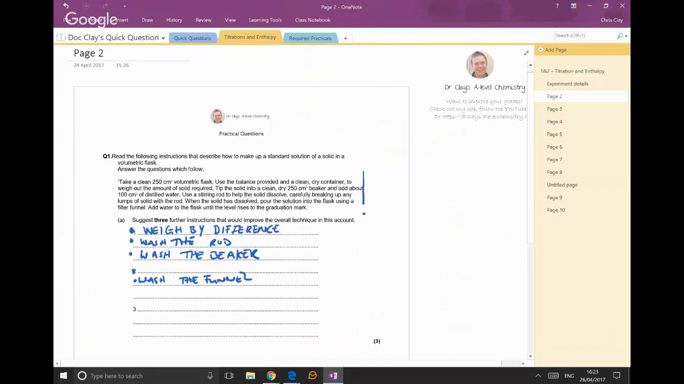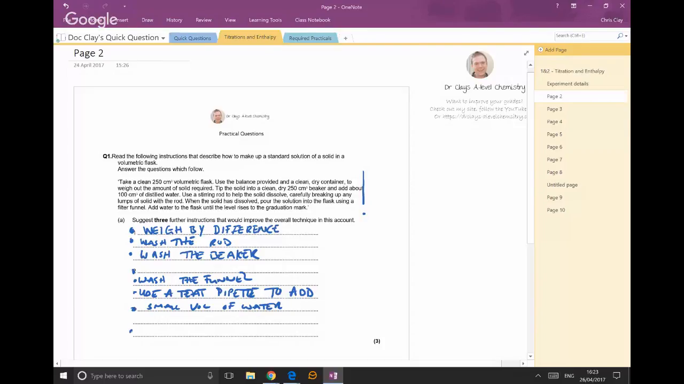And we could use as well, when we're talking about adding water to the flask until the level rises to the graduation mark, well, if you've done this in the lab without using a teat pipette, you probably overshot. Your teacher probably told you to go and do it again. So another way to do this is to use a teat pipette near the end to add small volumes of water. So you're going to have to look at these and think practically about what you can do to improve anything.